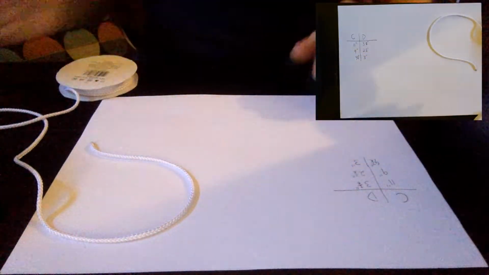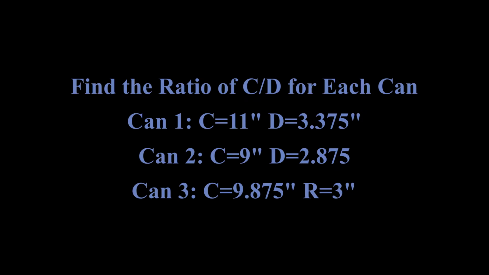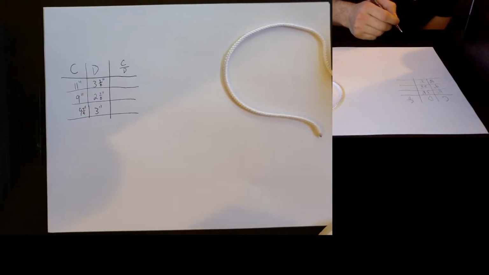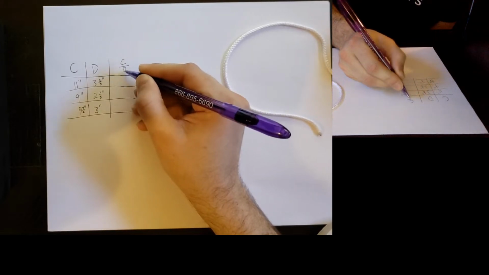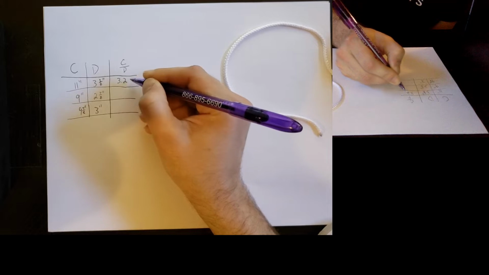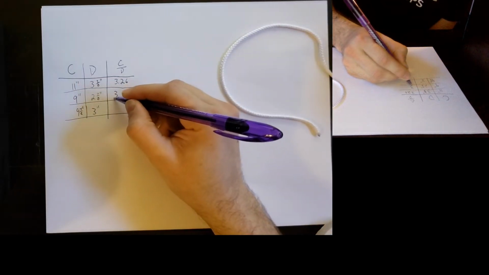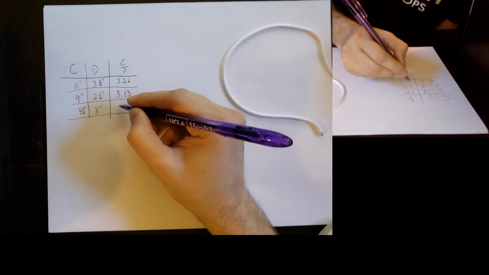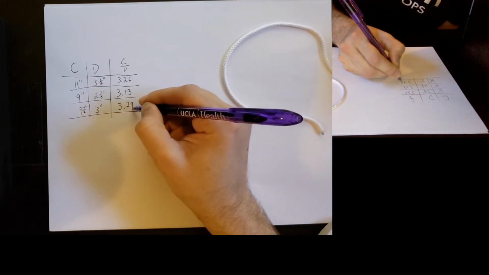Can you find the ratio of circumference to diameter for each one of these cans? Pause your video now. With our first can, the circumference to diameter ratio is 3.26. Then 3.13 and 3.29. It's pi. What is really fun about this ratio is it comes up in anything that involves a circle. If you can find a circle in something, then you can find pi.